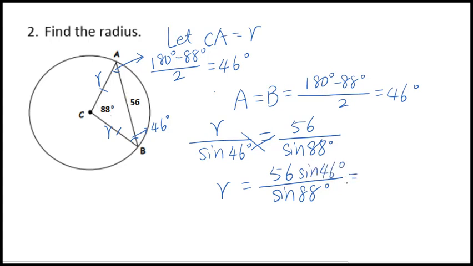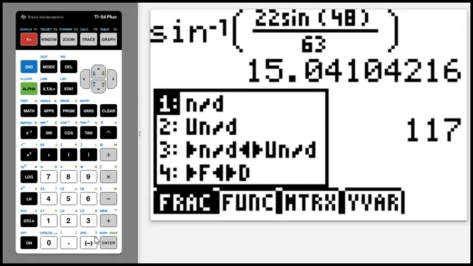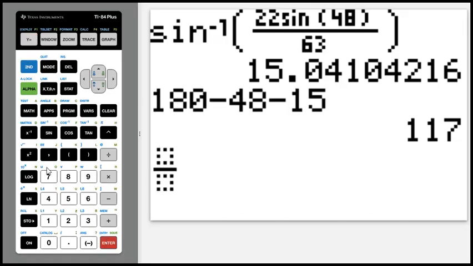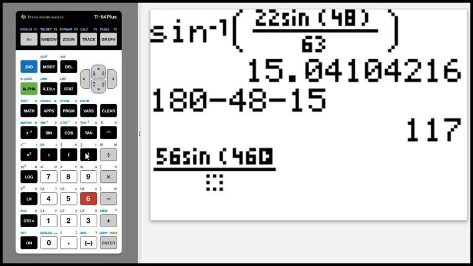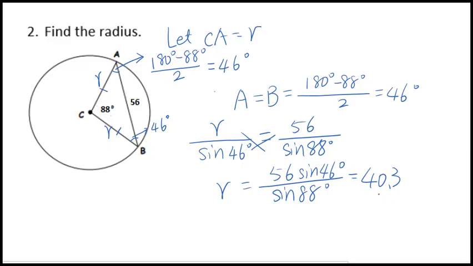We will go to the calculator. So alpha y equals, enter. 56 times sin 46 over sin 88. The answer will be 40.3. So the radius is 40.3.